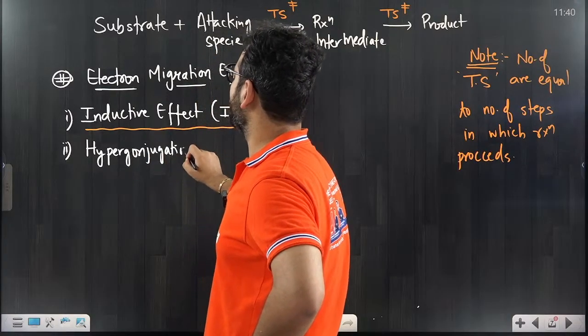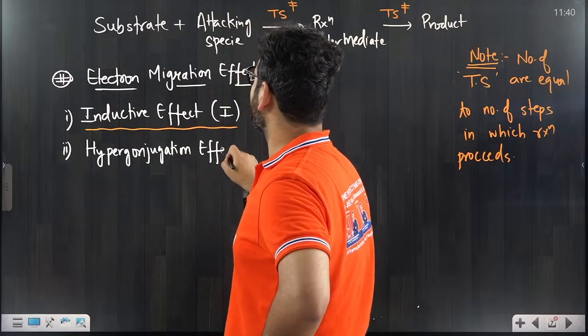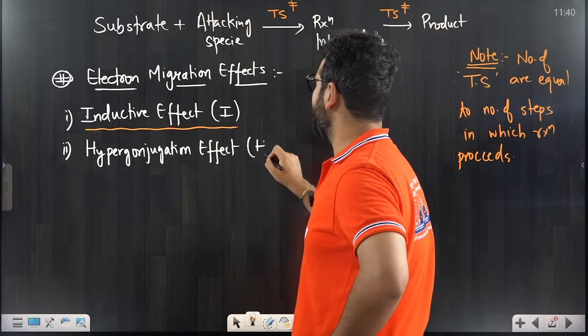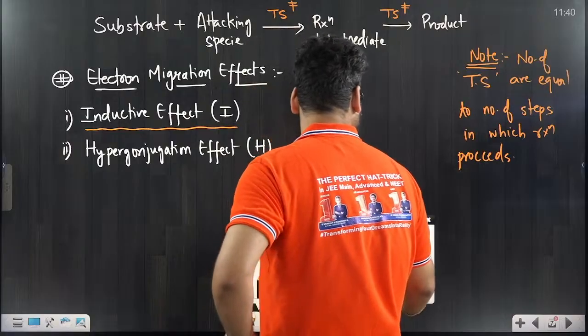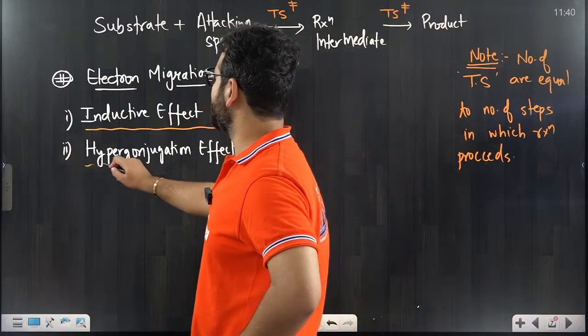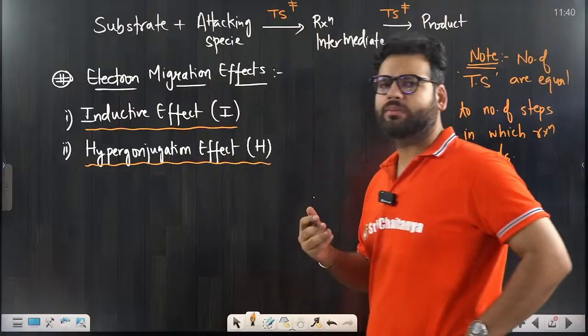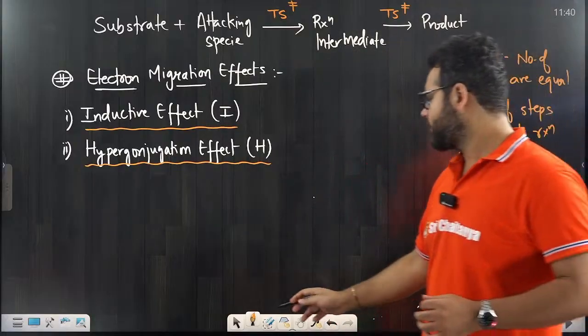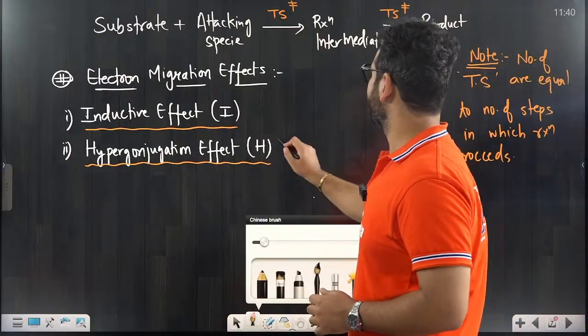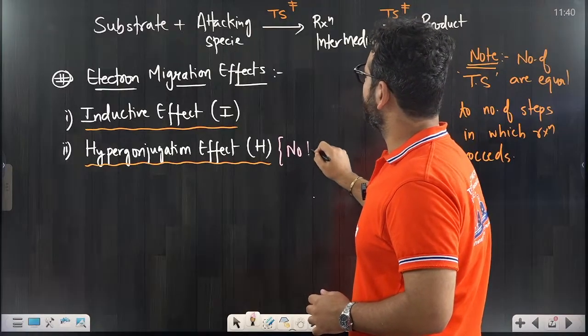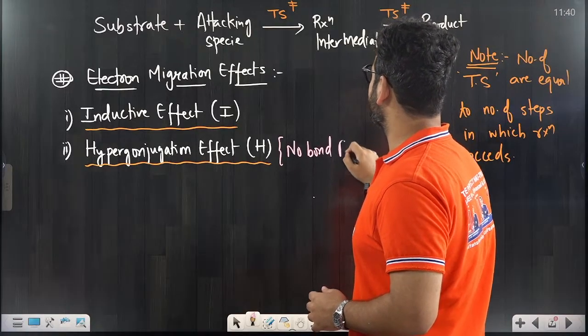Hyperconjugation effect. It is stronger than inductive effect. We call it the H effect. It has different names also. It is also called no bond resonance. I'm writing it here itself. You can call it no bond resonance.